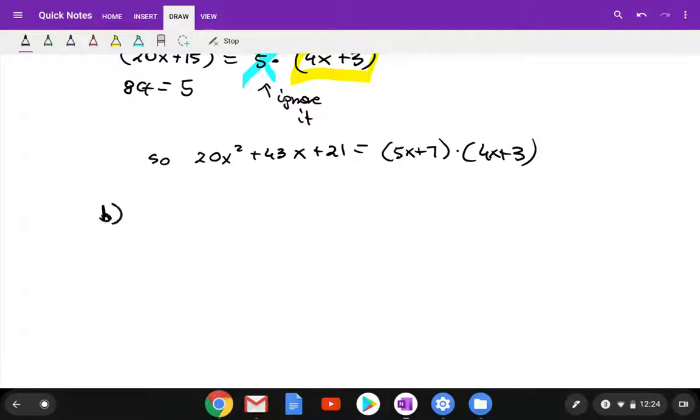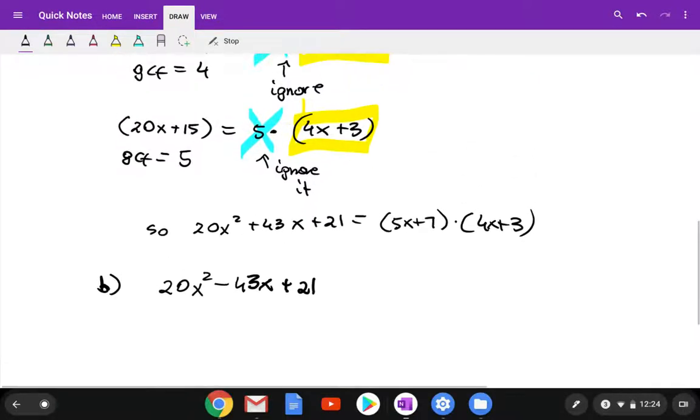Let's talk about B. We have to factor 20x squared, very similar example, minus 43x plus 21. Okay, so what is the difference here? Right now, in this case, I changed it a little bit.